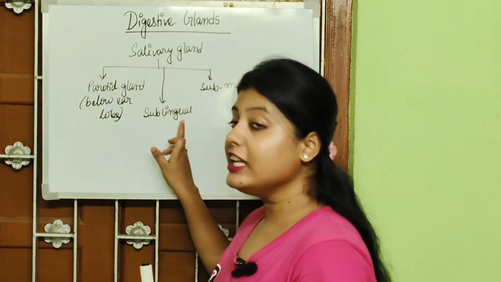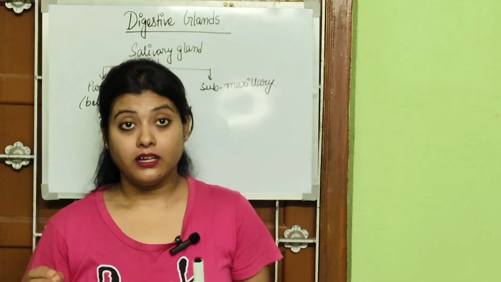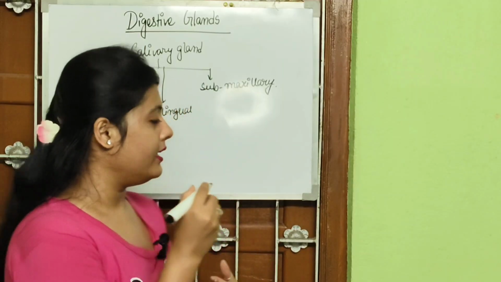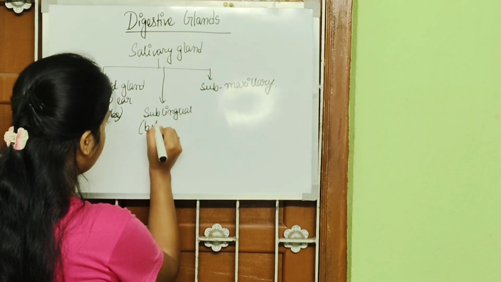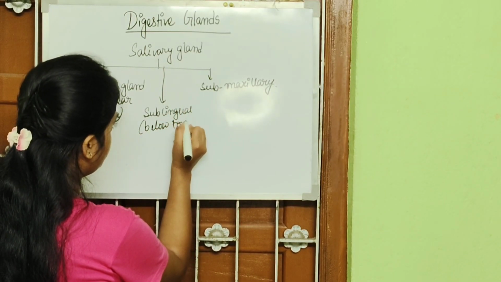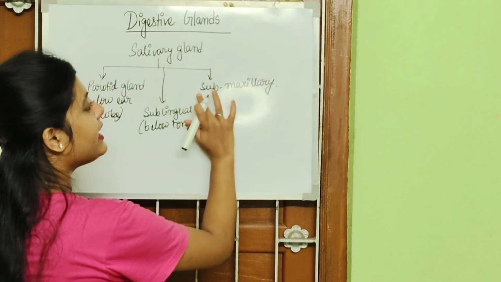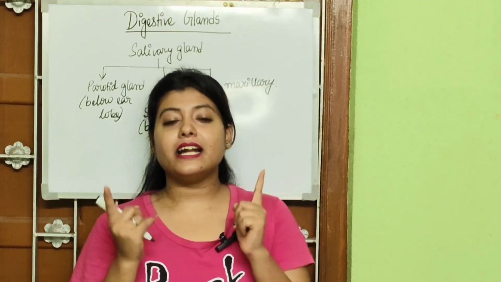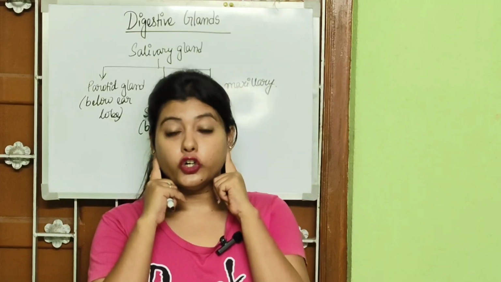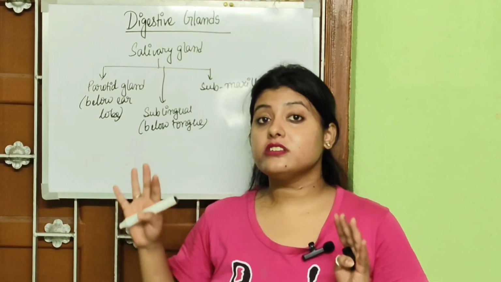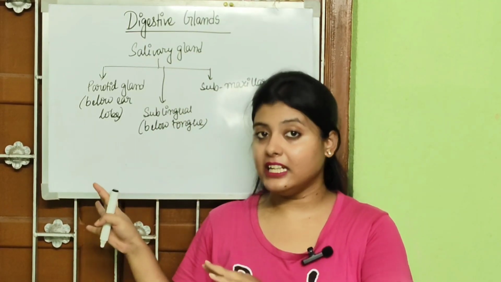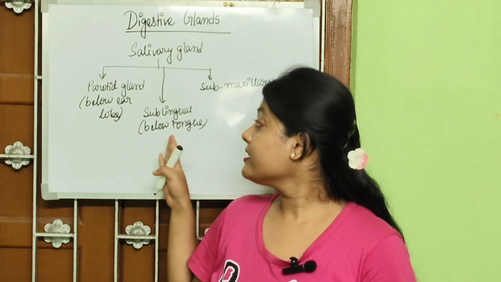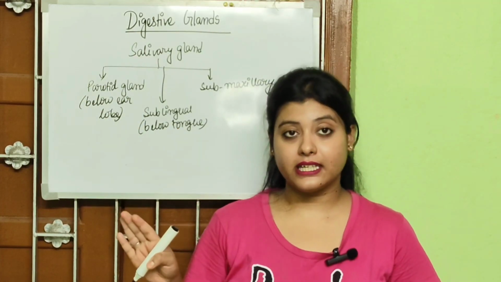Then next is sublingual. Lingual means the tongue. So that means this gland is present below our tongue. And the last one is submaxillary. Maxillary means our jaw. So this gland is present at the end of the jaw. So these are the locations of the salivary glands. The parotid gland is the largest salivary gland, and the sublingual gland is the smallest salivary gland.